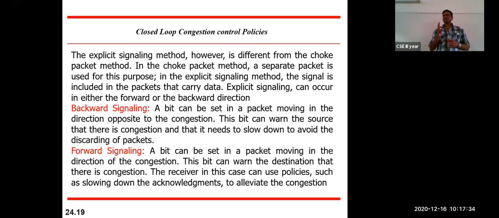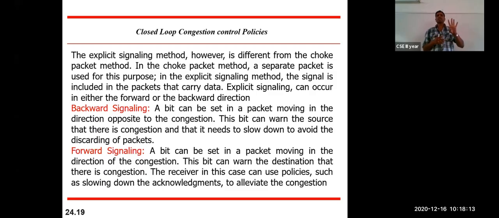The receiver in this case can use policies such as slowing down the acknowledgements to alleviate the congestion, to avoid the congestion, to overcome the congestion. So what will happen if a destination receives a warning? Destination will slowly send acknowledgements, which will delay the acknowledgements. What happens if it delays the acknowledgements? The acknowledgements will not come back in time. Then the source may use implicit signaling, may understand that there is a congestion, and it will slow down. Is that clear?